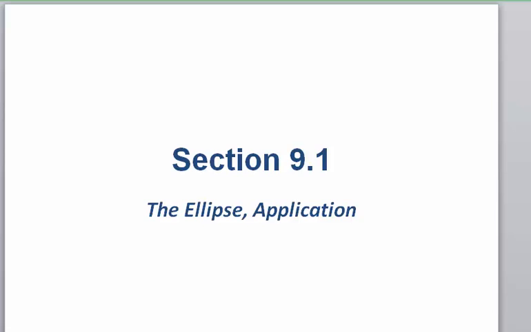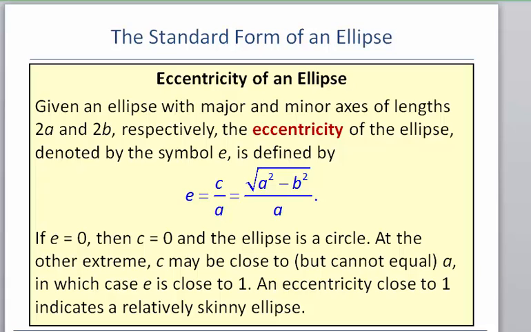The last thing that we will discuss in section 9.1 is an application of the ellipse. We want to first define a term known as eccentricity of an ellipse. Given an ellipse with major and minor axes of lengths 2a and 2b, respectively, the eccentricity of the ellipse, denoted by the symbol E, is defined to be E is equal to C divided by A. In other words, the square root of A squared minus B squared divided by A.